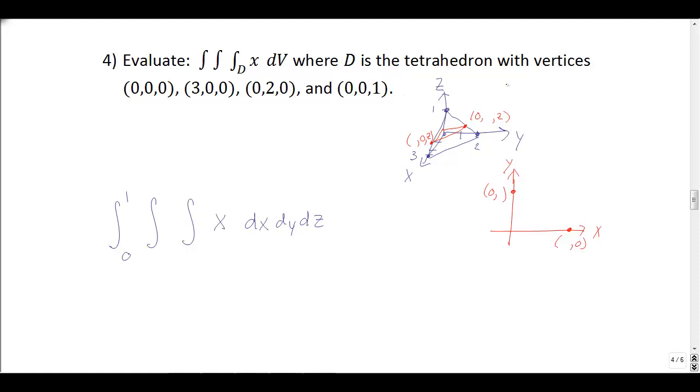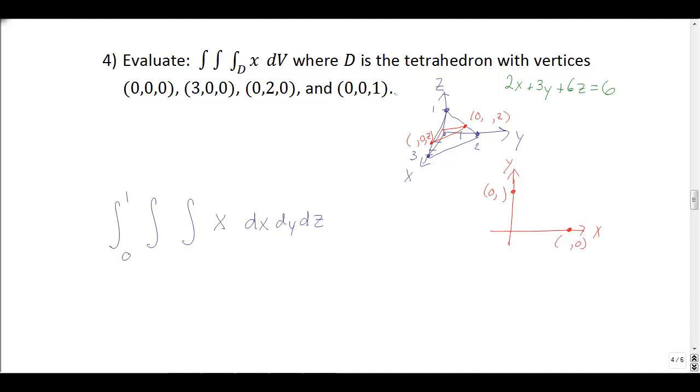So for that plane, 2 times 3 gives me 6, so that's 2x. 3 times 2 gives me 6, so that's 3y. 6 times 1 gives me 6, so that's 6z, equals 6. So the claim is this is the equation of the plane that includes (3, 0, 0), (0, 2, 0), and (0, 0, 1). You can check that.